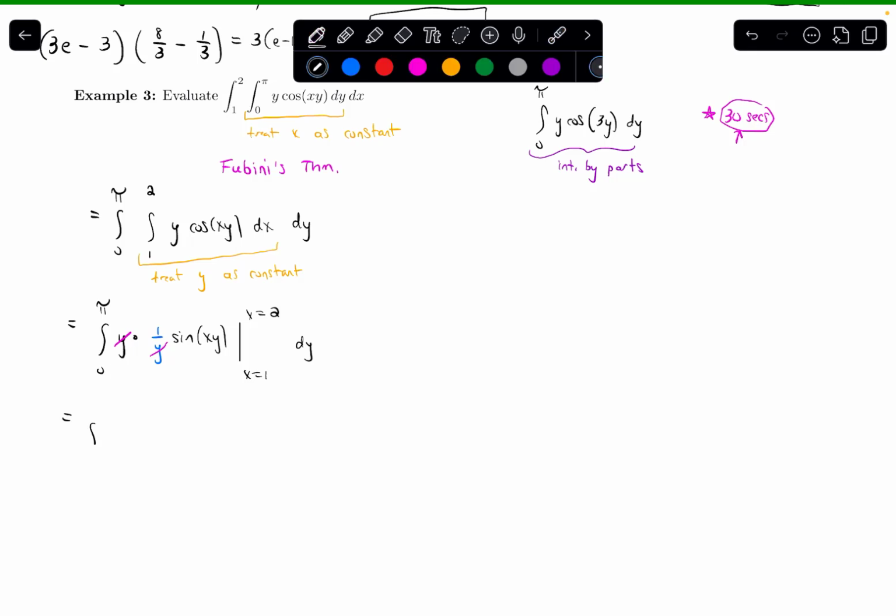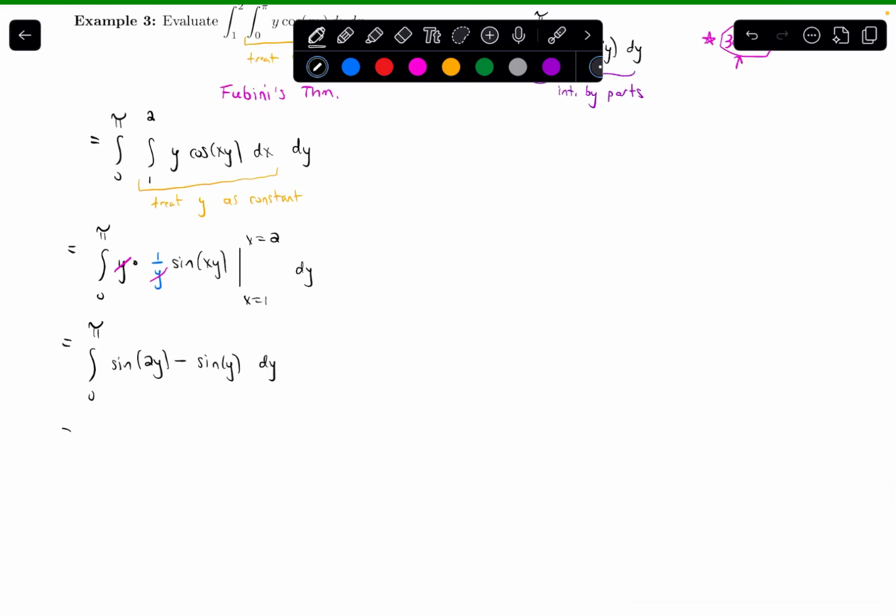I'll get 0 to pi. If I plug in 2 for x, I'll get sine of 2y. Minus, if I plug in 1, I get sine of y dy. Now I can do these antiderivatives. So this first term, let's see, I'll get minus 1/2 cosine of 2y. And then for the next term, I'll get plus cosine of y. And now I got to plug in the 0 and the pi.